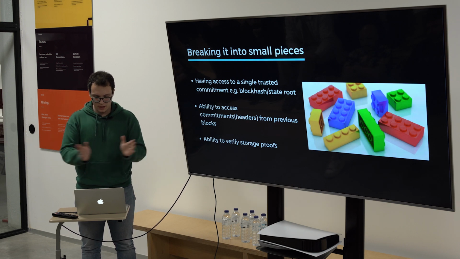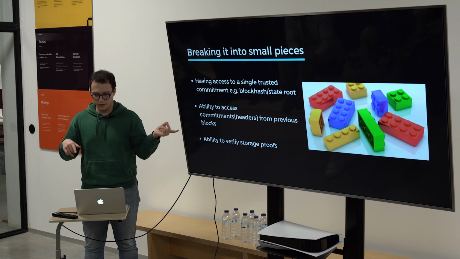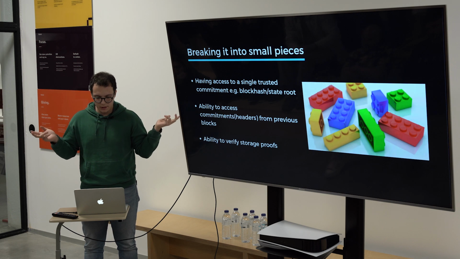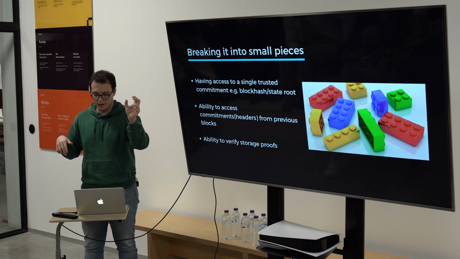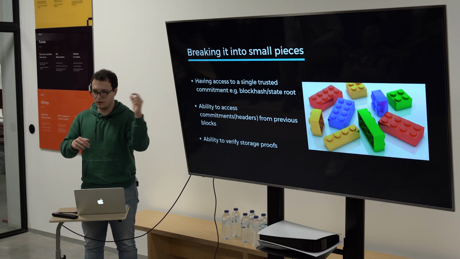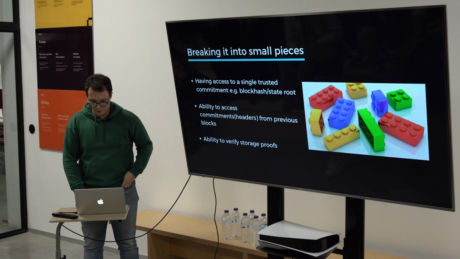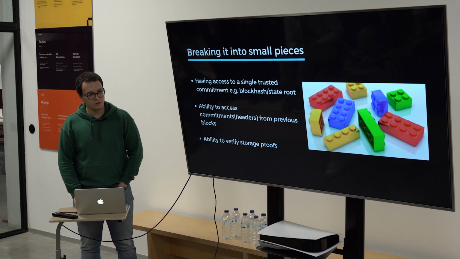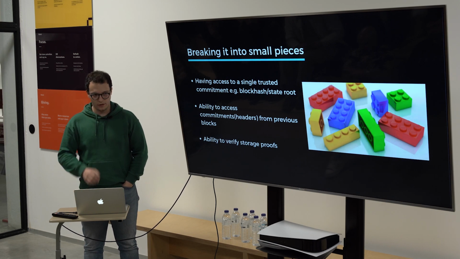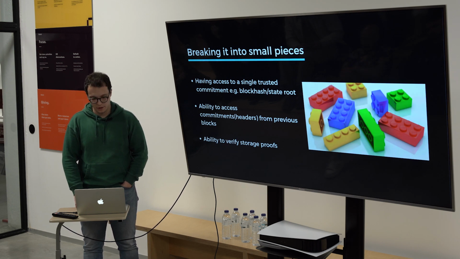Okay, so let's break down how this whole system works. First of all, we need to get access to some trusted block hash, and we call it getting the commitment. Then we need to access something specific. So we need to iterate through the chain, build the accumulator, or just save the block hash, the block header, and finally we verify the storage proofs. Now I'm going to iterate through some of the approaches, because there are many ways you can do the same thing, and depending on your available resources, you might pick different ones.